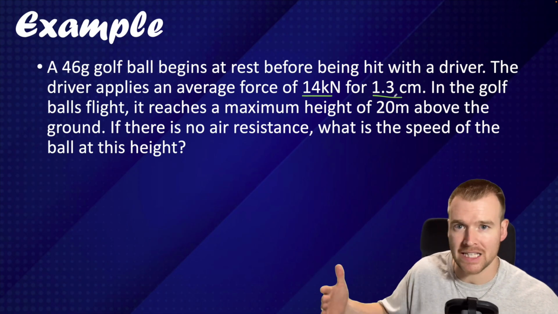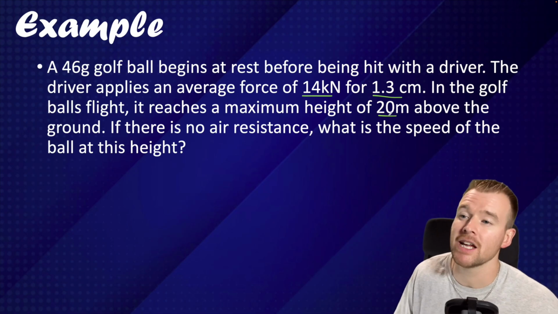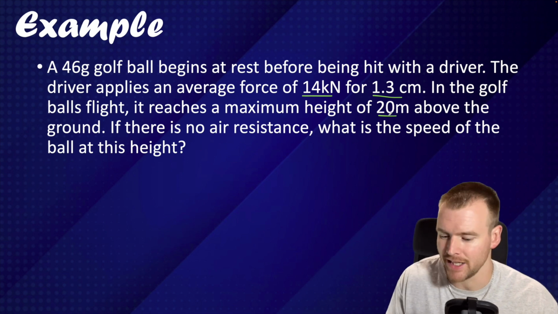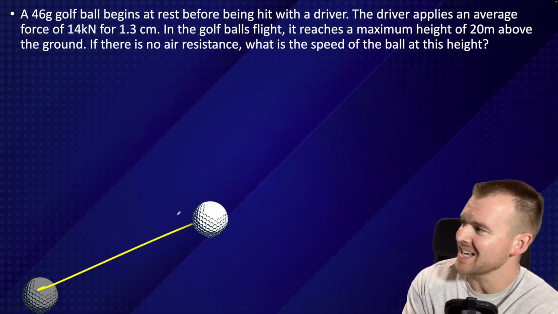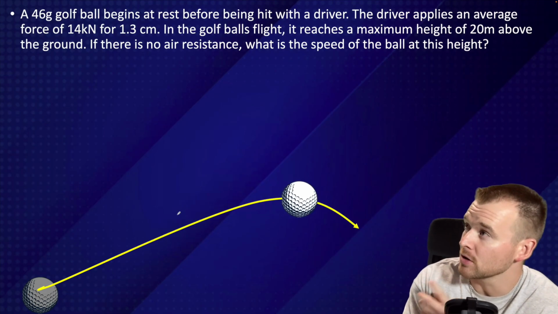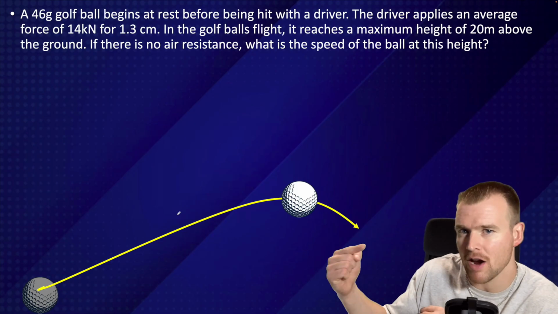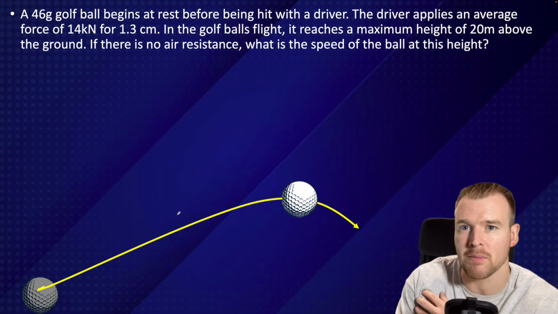And the ball leaves the club and in its flight, it reaches a maximum height of 20 meters above the ground. If there's no air resistance, what's the speed of the golf ball at this height? Okay, let's analyze this situation. There we got the golf ball on the ground, gets hit, flies this way, and we're looking for what its speed is at that maximum height. Its speed traveling this way, because it'll be going completely horizontal at its maximum height.